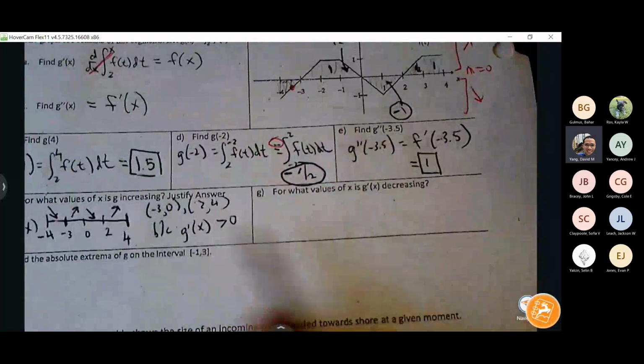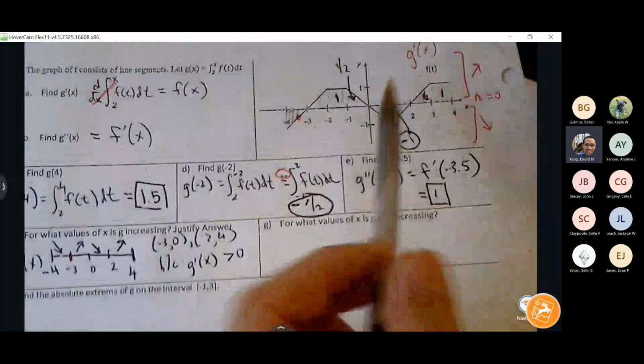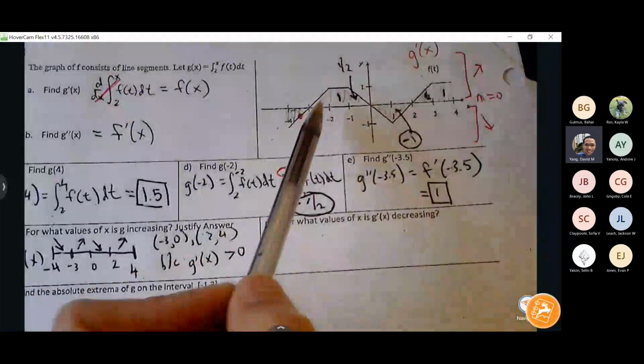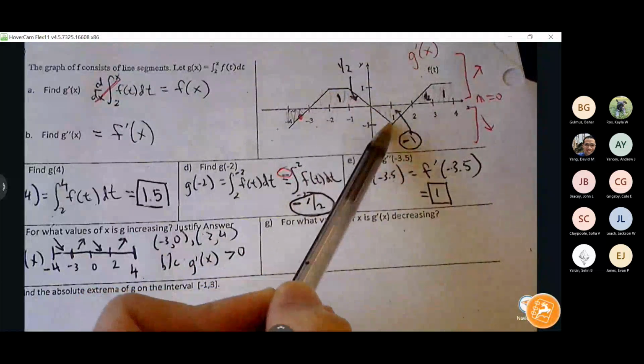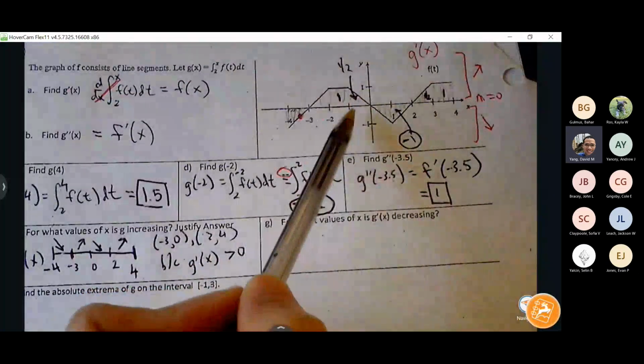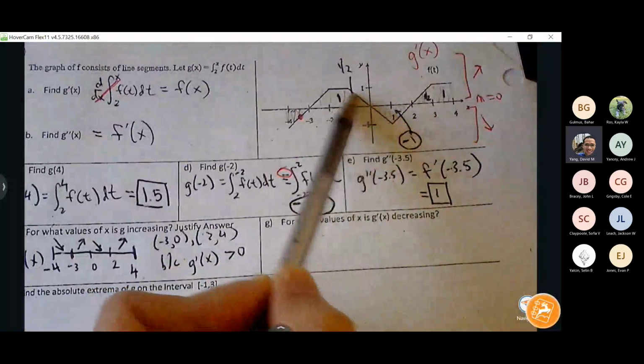So here, it's not saying where g is decreasing, it's saying where g prime is decreasing. Well, this is a g prime graph, so g prime decreasing. You should look at the graph here, right? So g prime is decreasing here. Asking for where g prime is decreasing. So that's actually easier because you can just look at the graph and tell. Decreasing from -1 to 1.